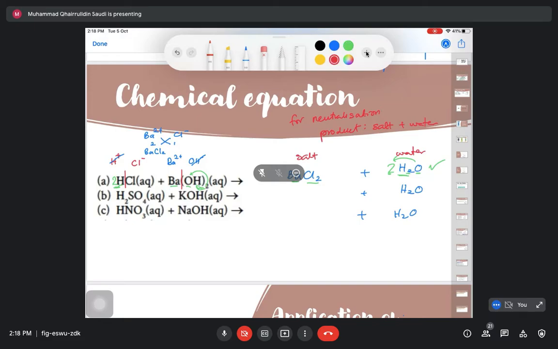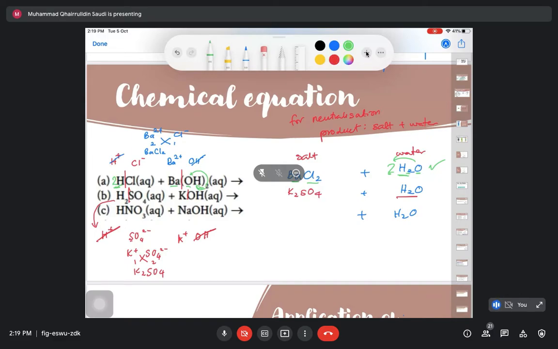Next, the same one, we identify our ions. H2O is from H plus and OH minus. So we just find the formula for our salt. 1, 2, K2SO4. So here is K2SO4. Let's check if it's balanced.